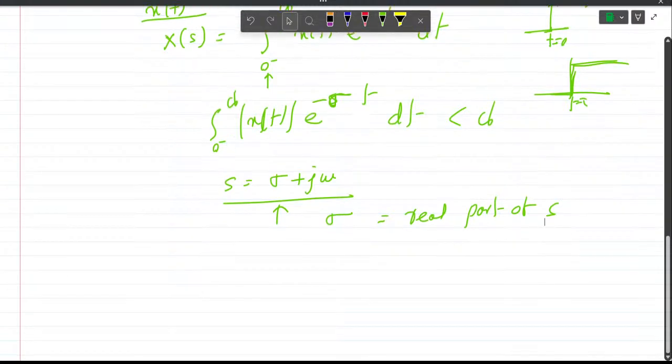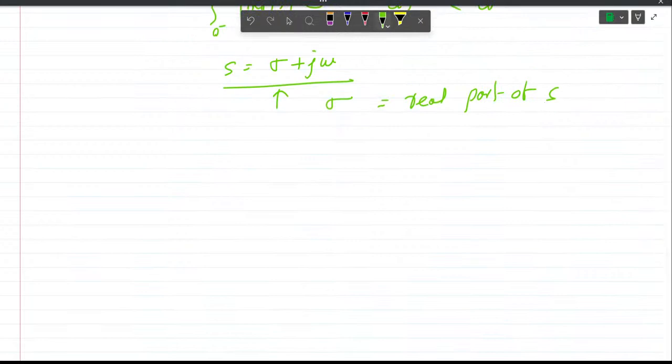Let us go by an example. Suppose you have x(t) equal to a e raised to the power minus a t, for t greater than or equal to 0. And also we are assuming that a is greater than 0, that means a is positive.